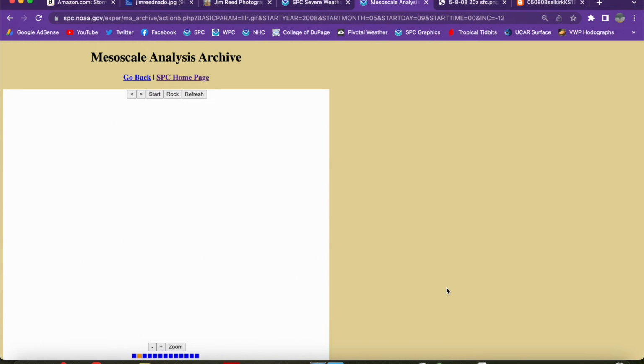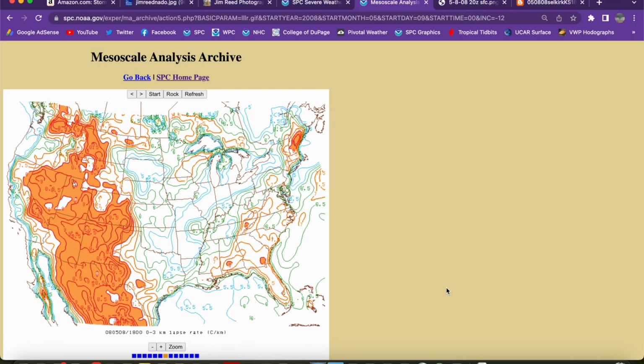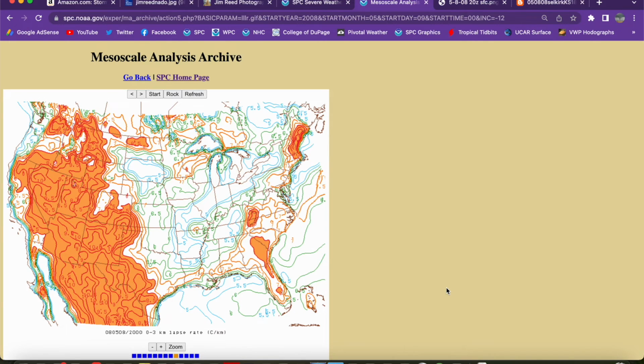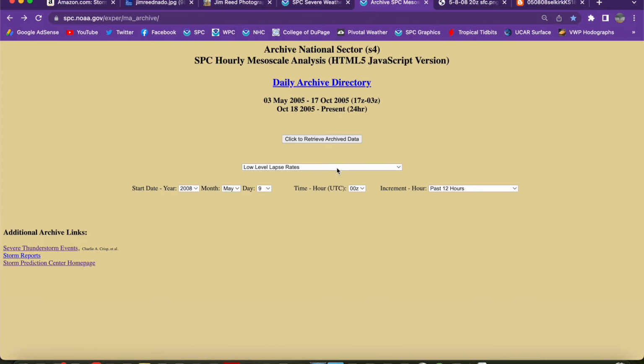Our low-level lapse rates also started to build in throughout the afternoon. You see that plume of those orange colors there working their way into western Kansas. That is 8 degrees Celsius per kilometer and higher, so 8, 9, even 10 degrees Celsius per kilometer here in southeast Colorado. So very steep low-level lapse rates, as we'd had unimpeded surface heating throughout much of the day across western Kansas, helping to really bolster those low-level lapse rates.